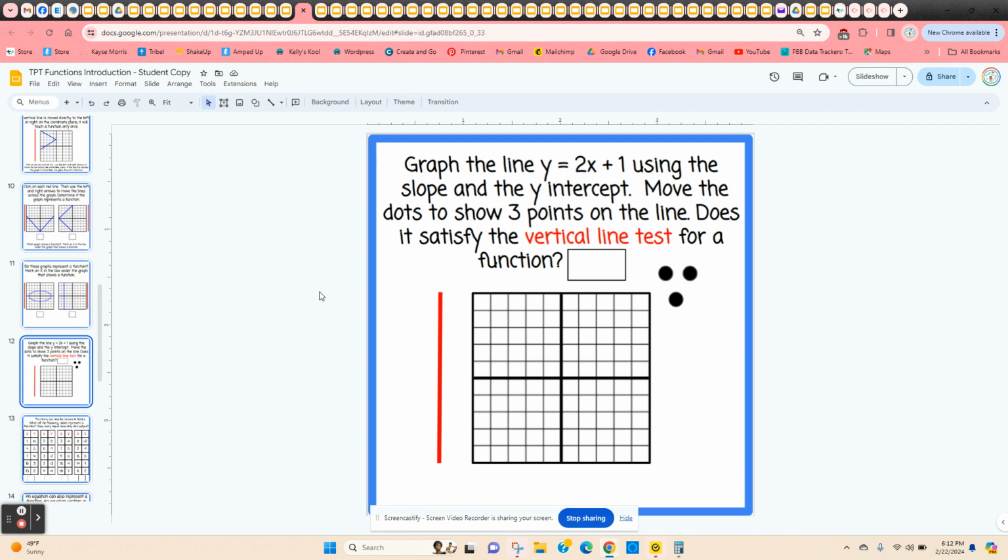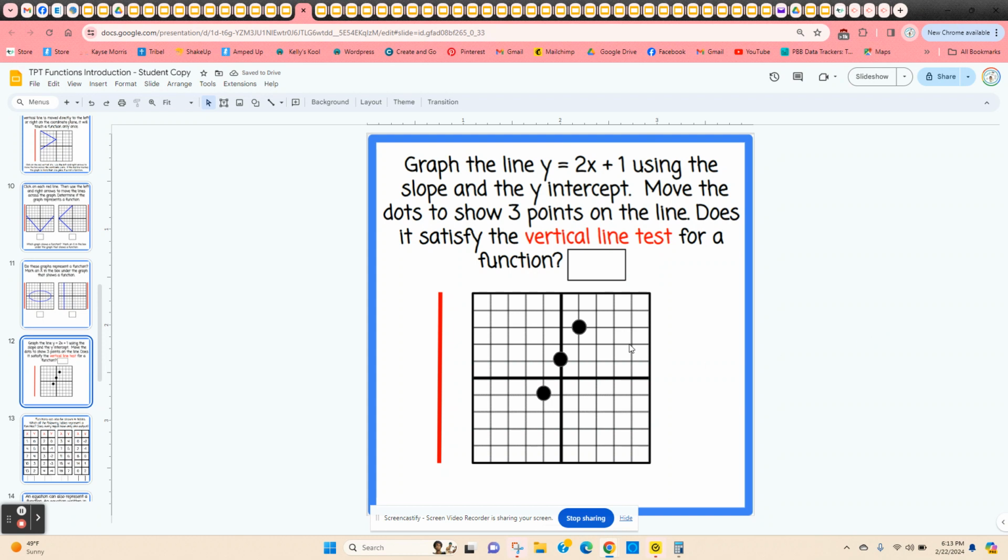Now on the next slide, they're given the equation for a line, and they have to place these 3 points somewhere on this line. Then they're going to use the vertical line test to see if it's a function. Here we have the equation y equals 2x plus 1. We know the y-intercept is 1, so there's going to be a point at 0, 1. The line crosses the y-axis at 1. The slope is 2, so we can go up 2 to the right 1. And another point on the line could be right here. So they just need 3 points that are on that line.